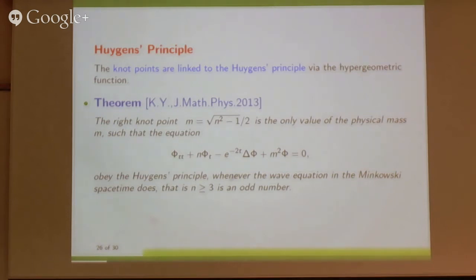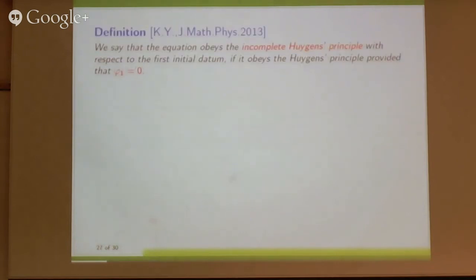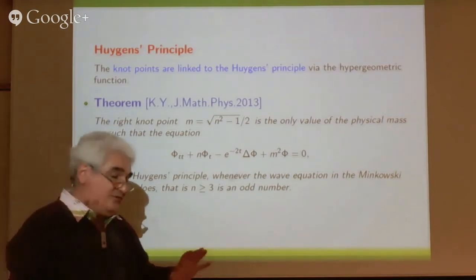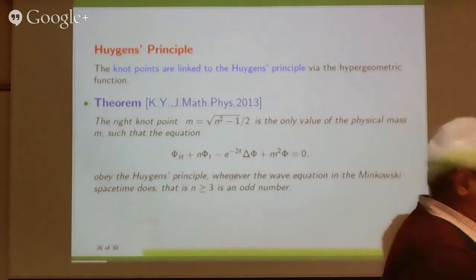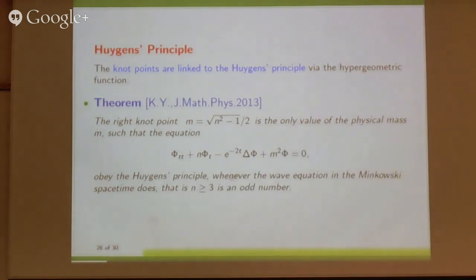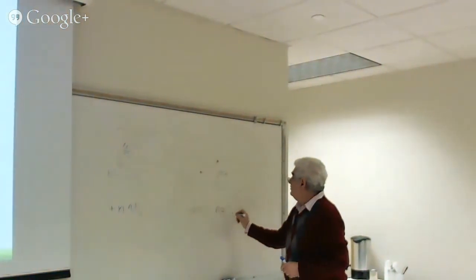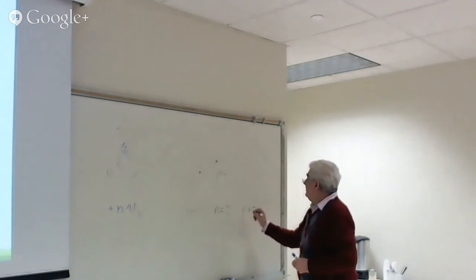But still, it's just one mass, one number. And then let me go back to this D'Alembert formula, Kirchhoff formula, and Poisson formula. What is wrong about n is 1? For n is 1, n is 2, n is 3, this is odd, then even.